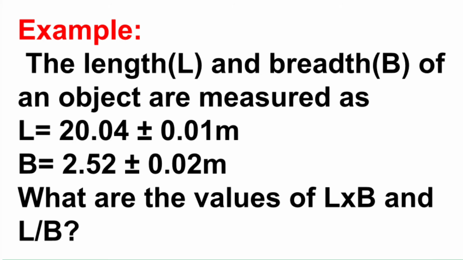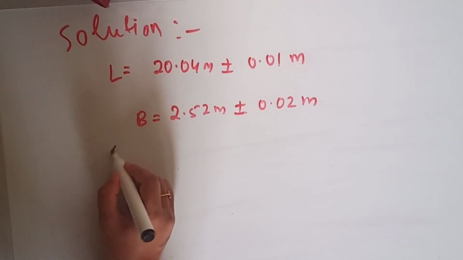Look at this example, it will make everything clear. Length and breadth are given. So here 0.01 and 0.02 are the errors each. These are absolute errors, you can see. Then what are the values of length into breadth? Means multiplication, and length by breadth means division. Okay, so we know what we have to do.